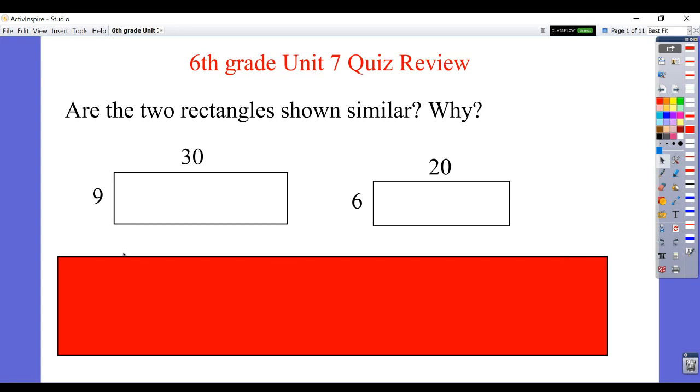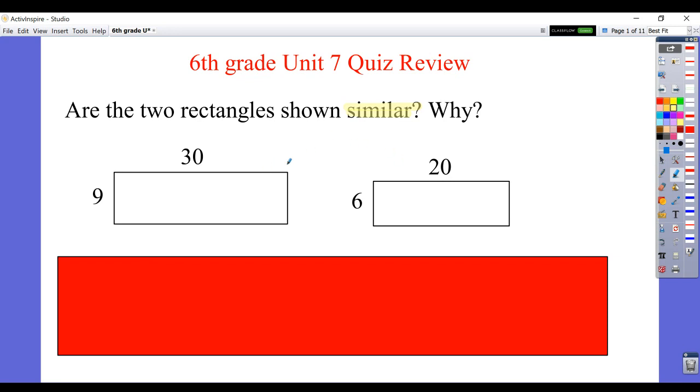So the first question has to do with, are two shapes similar? In this case, are these two rectangles similar, and why? For similarity in math, we need three different things to occur. First of all, the two shapes need to look similar. You aren't going to say that a triangle is similar to a rectangle, for example. But that's just the first step.